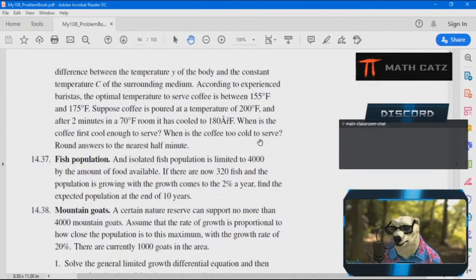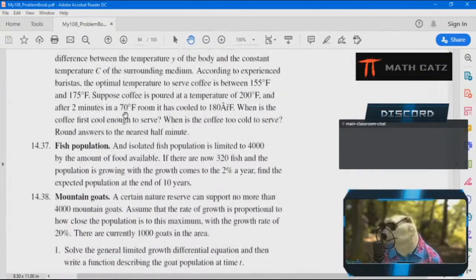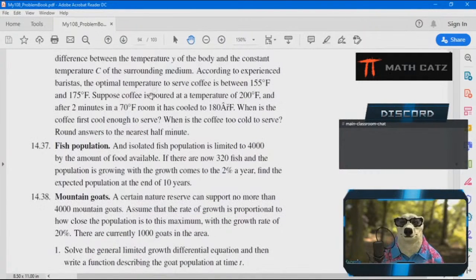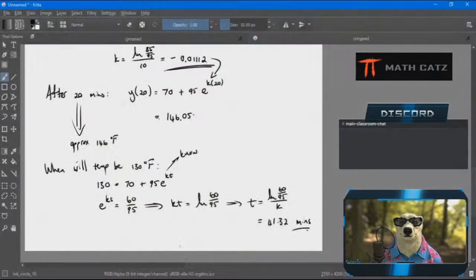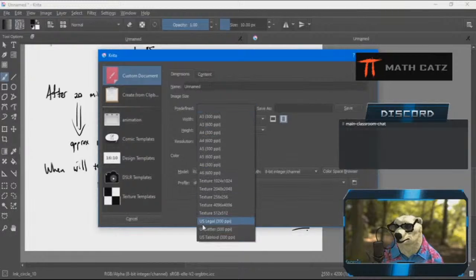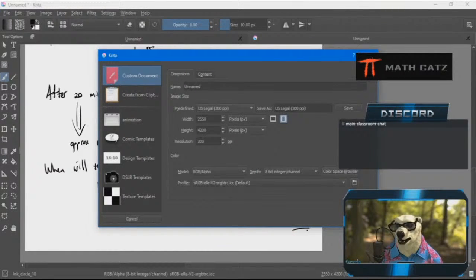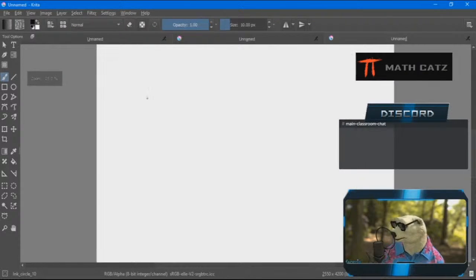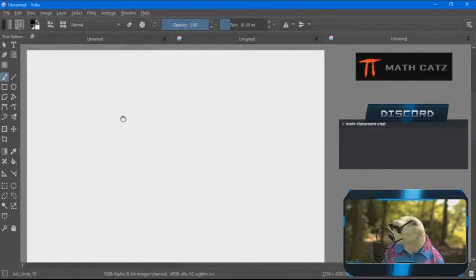When is the coffee first cool enough to serve? When is the coffee too cold to serve? They need to know these things. Otherwise, the customers are going to be unhappy. So let's have a look at this one, which is number 136. I don't need to split this over 2 pages here. It's still just Newton's law of cooling. So it's very similar, but perhaps something that we can identify with as being quite practically relevant.